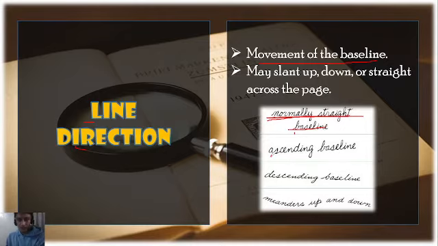And then there is ascending, where the direction goes upward. There are also others whose writing goes downward. And others look like waves, as mentioned by Manny Pacquiao. Parang alon, the writing. Anyway, we are referring to line direction.